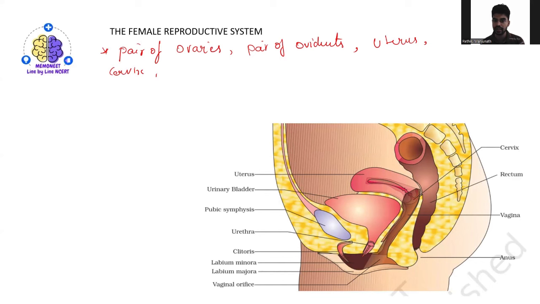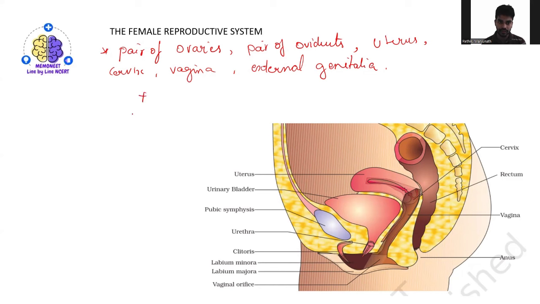So here you have seen the cervical canal, cervix, vagina, and obviously the external genitalia, which is normally located in the pelvic region. These are the parts which you are going to see in the female reproductive system. So these parts constitute it, along with the pair of ovaries.